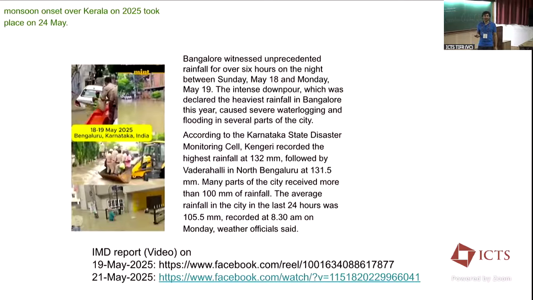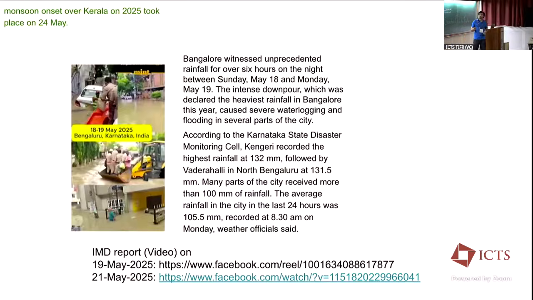IMD maintains a Facebook page. I don't know if you know about it. IMD has a weekly weather report, and they provide some information about the weather. If you click on those links, I mean, you cannot click on them now, you would see IMD reports on 19th May and 21st May. You will see that during that time there were extreme events happening over northern Karnataka and some of southern Maharashtra.